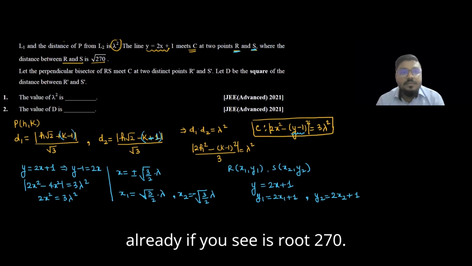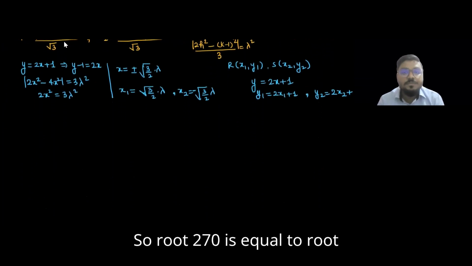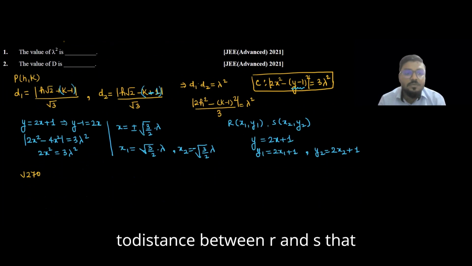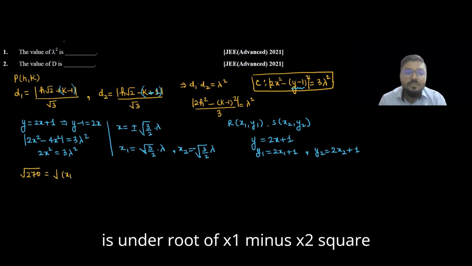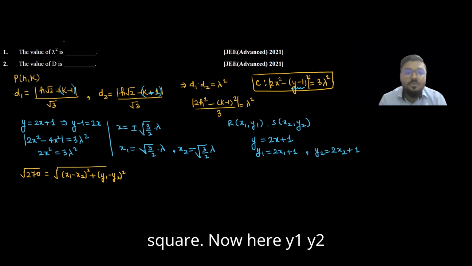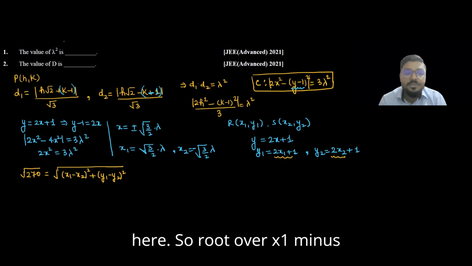It is given already, if you see, root 270. So root 270 is equal to the distance between R and S, that is the square root of (x1 minus x2) whole square plus (y1 minus y2) whole square. Now here y1, y2 we have written now. Let us substitute this here.